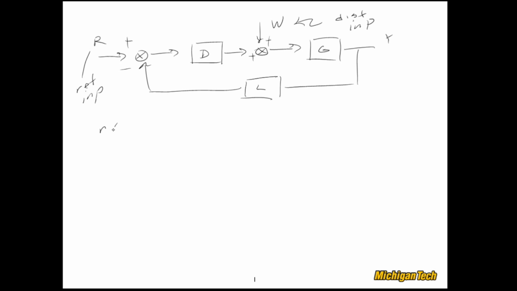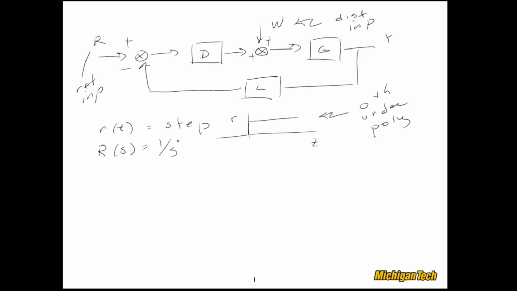So now I have to switch to the time domain. For instance, if r of t was a step, and it looked like this, then this is a 0th order polynomial in time. Similarly, if w was a step, w would be a 0th order polynomial in time. Of course, in the Laplace domain, r of s would be 1 over s, a first order polynomial in the denominator in s.